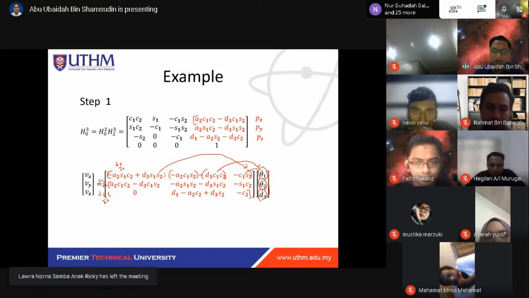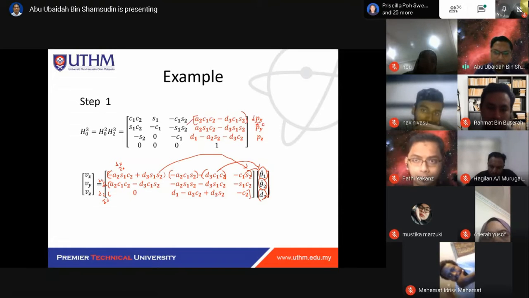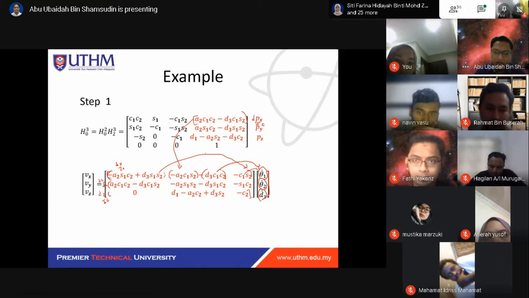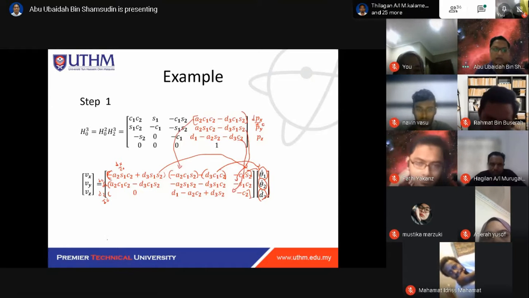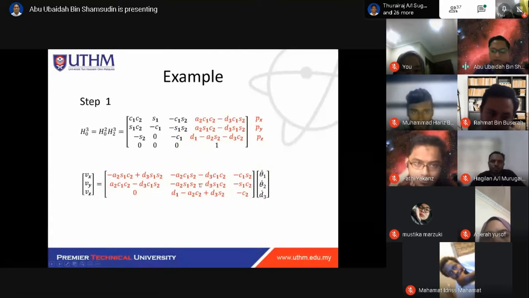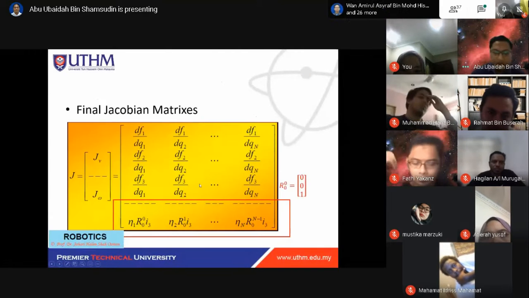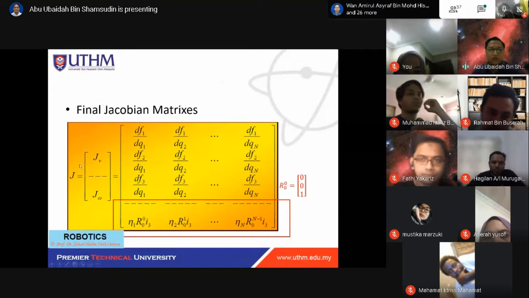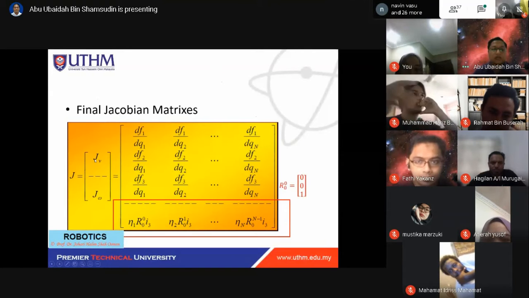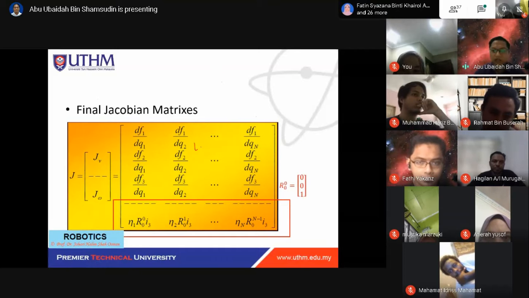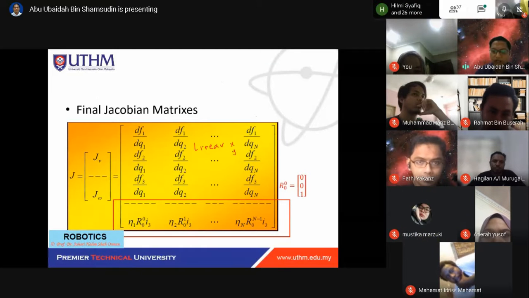So what we have done, we have differentiated this with px per dt, and the answer will be this one here. And dy here, and dz this one here. Okay, itu saja. They are very simple differentiation. Okay, now we already have the Jacobian for linear velocity. Okay, yang tadi kita buat is the linear velocity. So linear velocity is x, y, and z.